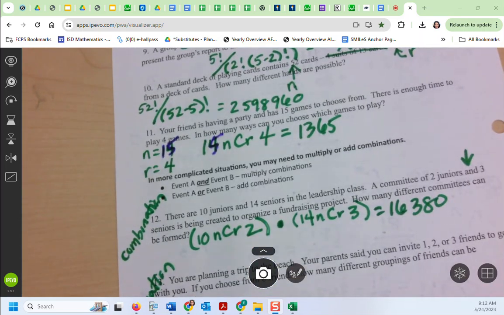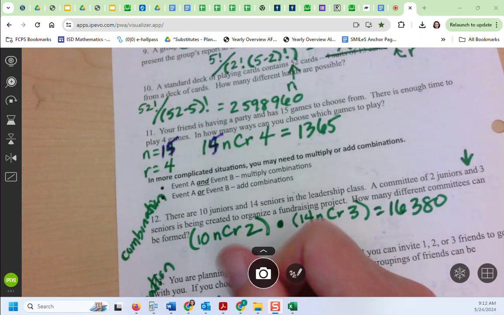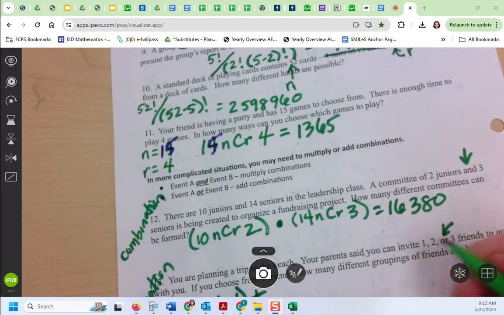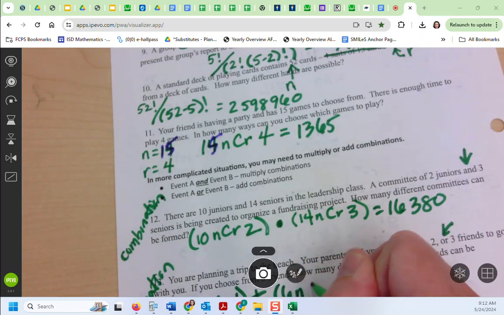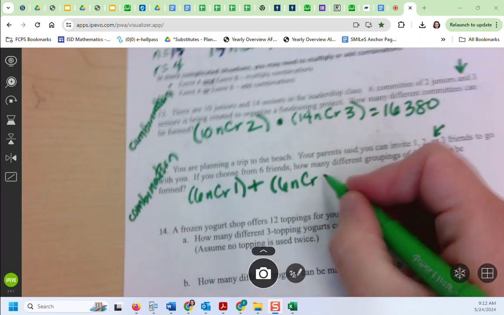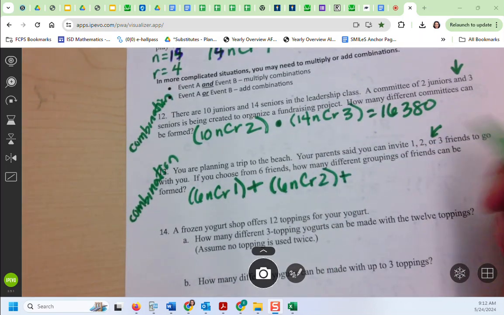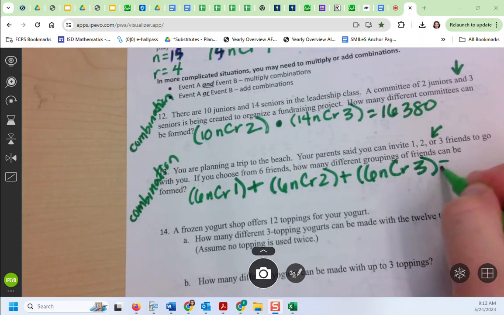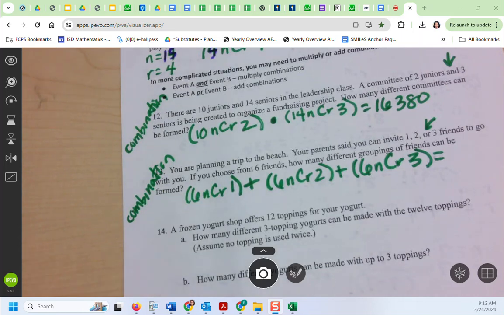All right, and then we're choosing from 6. So we have 6 NCR, and you could choose 1, right? Or, so plus, you could choose 2. Or you could choose 3. Okay, so there are a certain number of ways to choose 1, plus the number of ways to choose 2, plus the number of ways to choose 3. Take a moment, get that answer, and then look at the last part about the frozen yogurt.